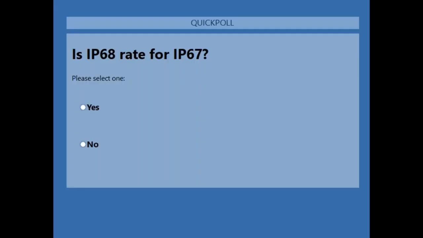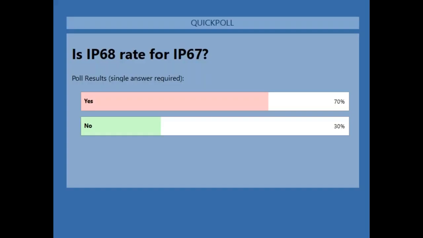Another poll question. Is IP68 rated for 67? I think this one's a much easier one for everybody. Give it another 10 seconds. You guys are quite quick on this one and favorable response so far. Okay. So 70% got it right. 68 is rated for 67 because it is a more stringent test. We'll show you exactly where in the standards this is clearly identified.